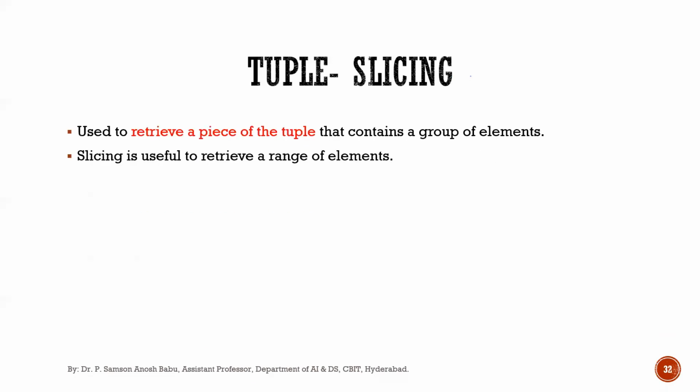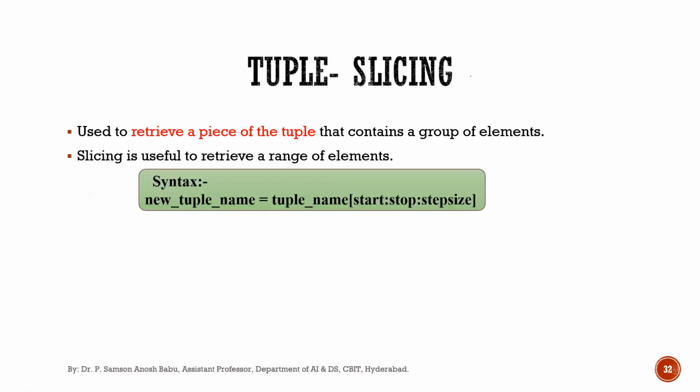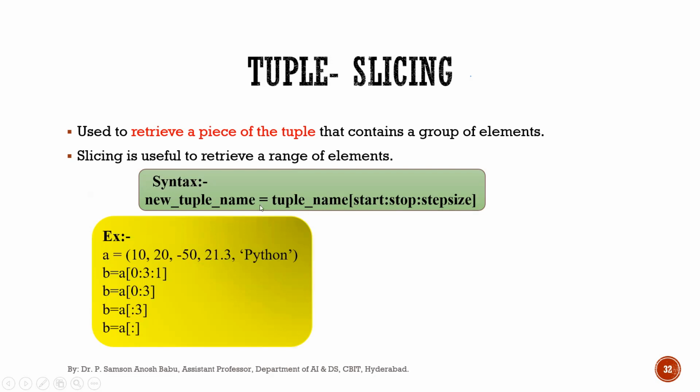Tuple slicing. Similar to list, we can retrieve a piece of the tuple that contains a group of elements. Slicing is useful to retrieve a range of elements. The syntax, if you observe: new tuple name equals tuple name, start, stop, and step size. If you observe the example, the tuple A equals 10, 20, -50, 21.3, and Python. B equals, we are extracting the elements from the tuple A of 0, 3, 1. Here 1 is the step size, 3 is the stop, and 0 is the start.